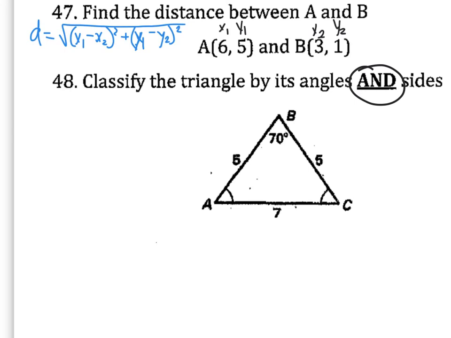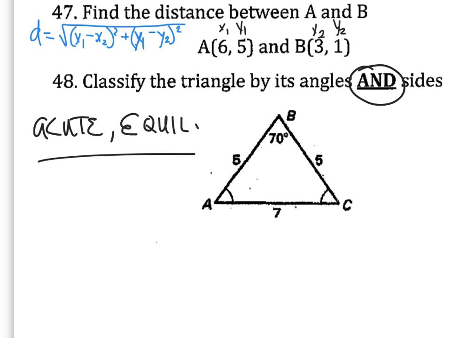For example, you would say it's acute and equilateral. That's just an example. That's not what this one really is. But you should have 2 words. And double check the one further back. I can't remember what number it is, though.